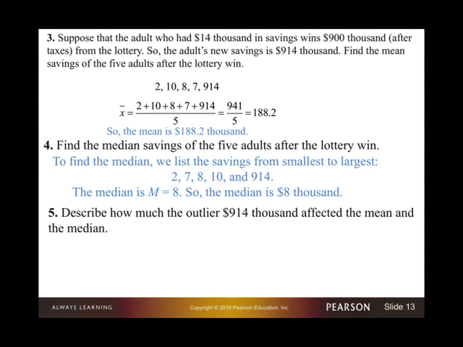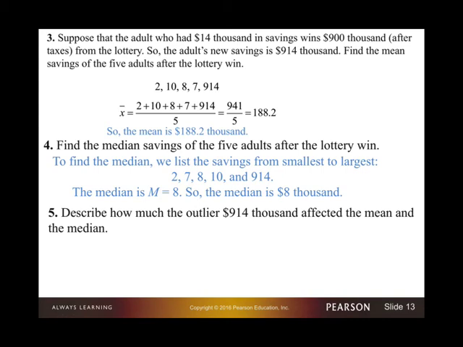Okay, number 5. Describe how much the outlier 914,000 affects the mean and the median. Okay, remember what is an outlier? When we have some data that's far away from the majority, we consider that an outlier, just like here. We do have the data from 2 to 10, and then we only have one really big number, 914, right? Far away from the majority. So we consider 914 to be the outlier.